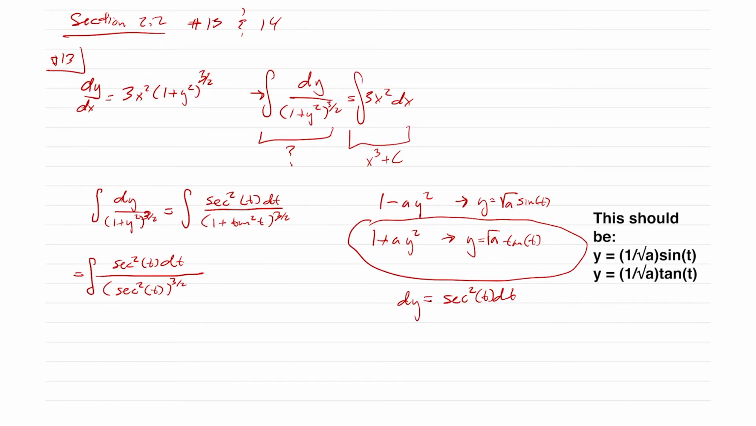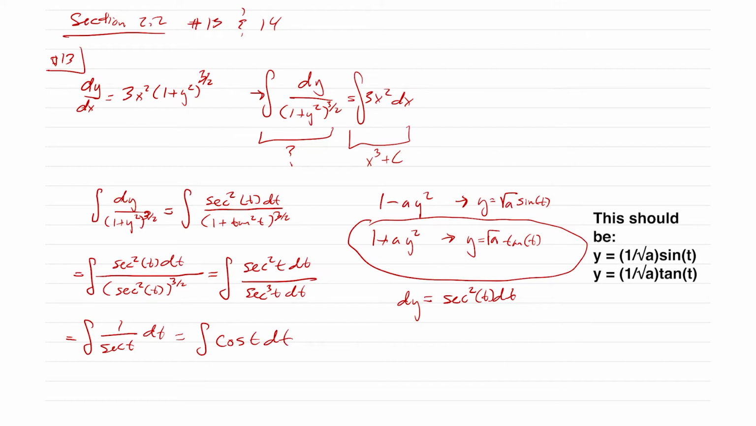Now for that bottom one, we take the square root of secant squared, we get secant, and so we get secant squared of t dt divided by secant cubed of t. With a little bit more work, we get 1 over secant of t dt, and this is actually the integral of cosine of t dt. Not too bad. Now we know that is equal to sine of t. Pretty good, but now we need to get out of t and get back to y.